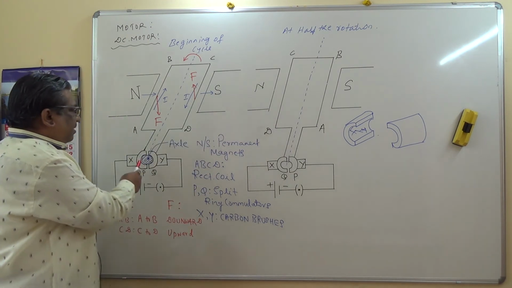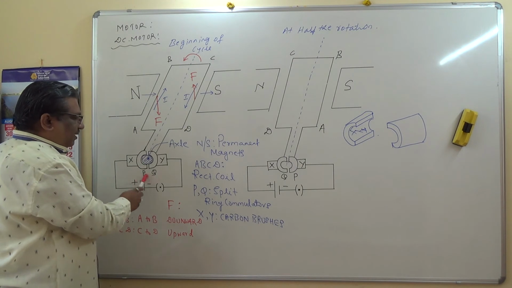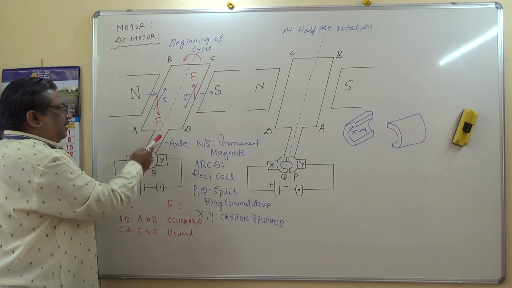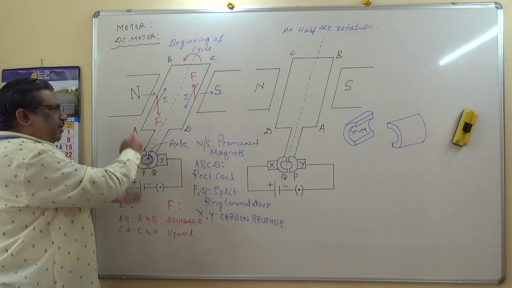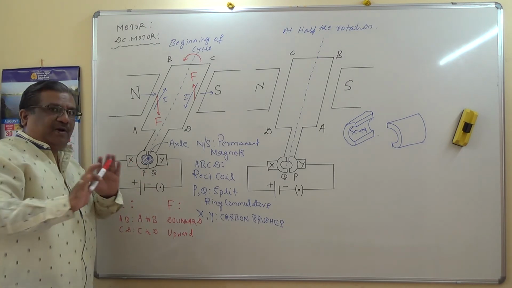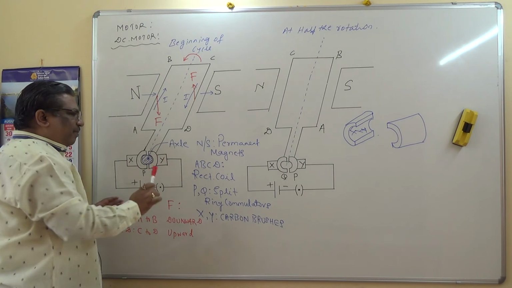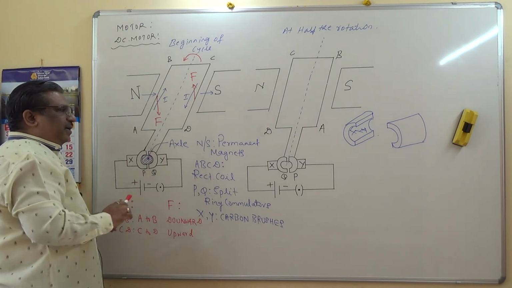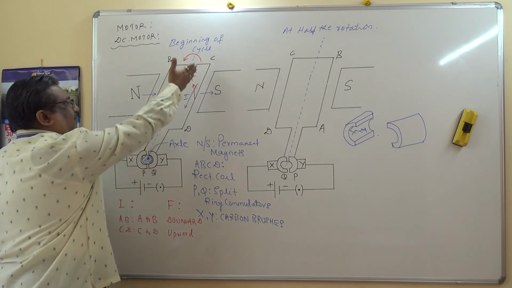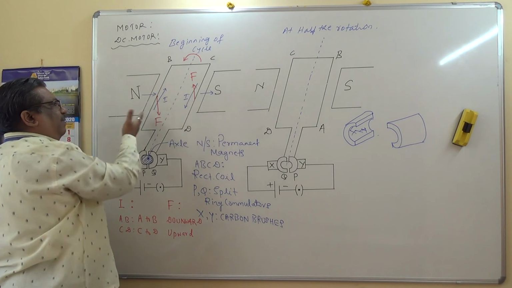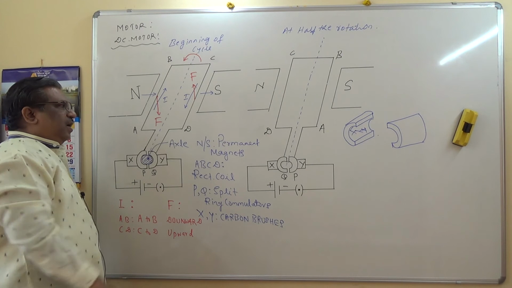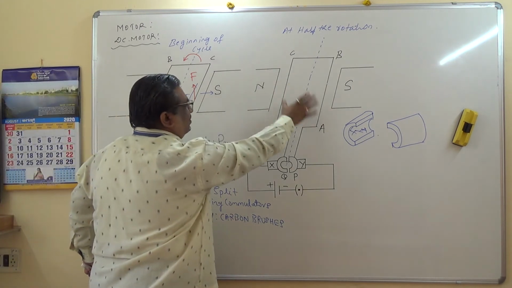Here important is P and Q are the split ring commutators that are permanently fixed to the axle, and therefore along with the axle it has rotated, the armature coil has rotated, but X and Y are the carbon brushes which cannot rotate. Remember, X and Y carbon brushes cannot rotate, whereas the split ring commutator rotates. So this has turned to half rotation. Arm CD has come this side, arm AB has gone this side. This is how CD and AB, the next position. So at first half cycle, this is the position.